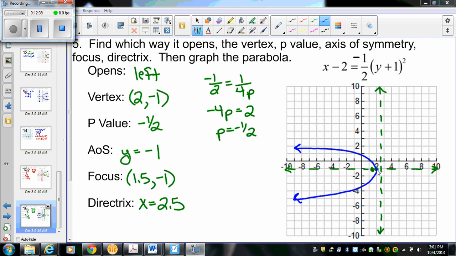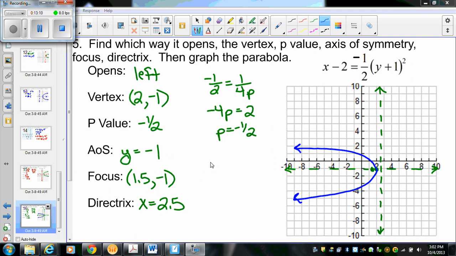Then I went back to my vertex and I went +0.5 to draw my directrix line. That line is x equals, since it's vertical, and if you look at the value it goes through, x equals 2.5. Then I went back and did my axis of symmetry, which has to run perpendicular to my directrix and go through the vertex. That line, since it's horizontal, would be y equals, and in this case, -1.